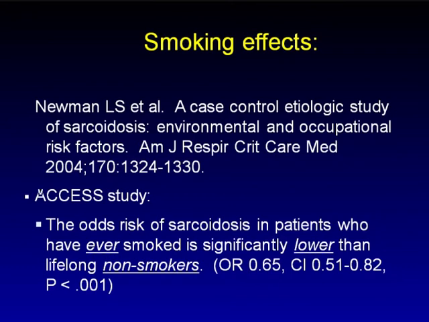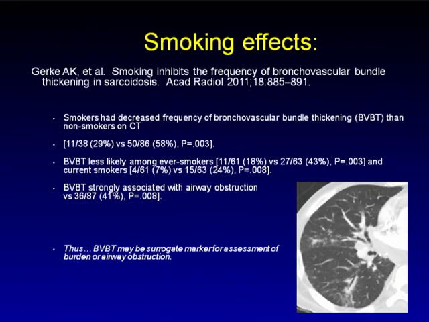So smoking, it's very interesting. There's been a lot of work on smoking as it relates to sarcoidosis. And there was a study in 2004 called the ACCESS study, which found that the odds risk of sarcoid in patients who had ever smoked, meaning current smoker or ever smoker, was significantly lower than people who have never smoked at all. And so lots of studies came as a result of this.